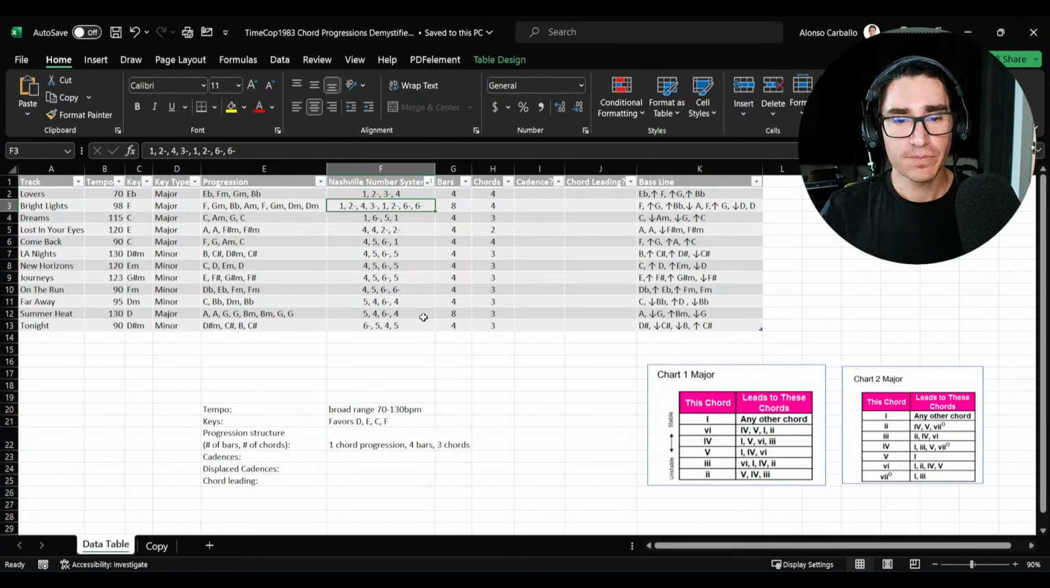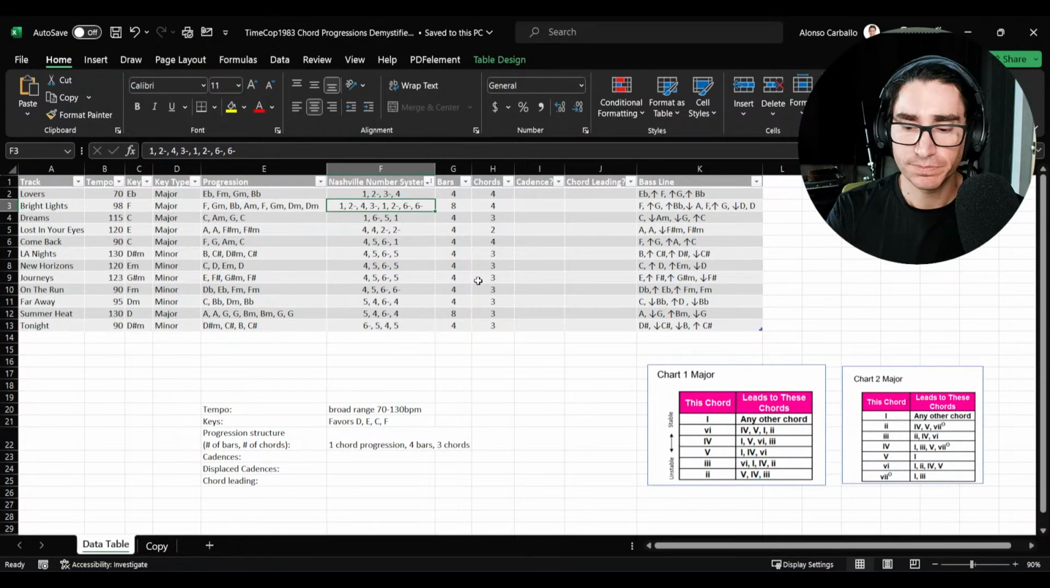Let's play this one. So this one would be C major, D minor, F major, E minor, then C major, D minor, and A minor. Let's take a listen. Back to C major. A minor. Oops.